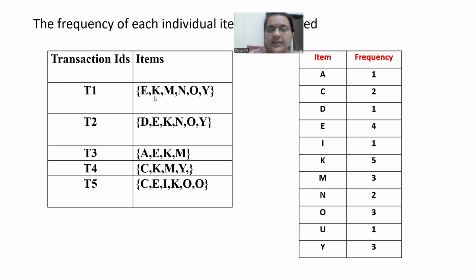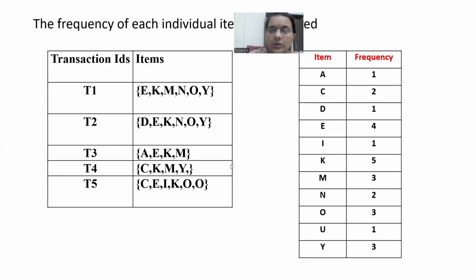So the first item is E. How many times is E repeating? How many times is K repeating? Like that we have to write. We can write in any order, but we will write in an organized manner, starting with A. A appears only one time, so we write 1. Next is B. B is not in the items. Next comes C. C appears 2 times, so we write 2. What is next after that? D. How many times is D? Only 1 time. Like that we write all of them.